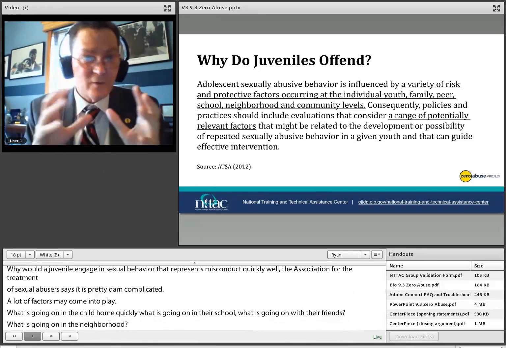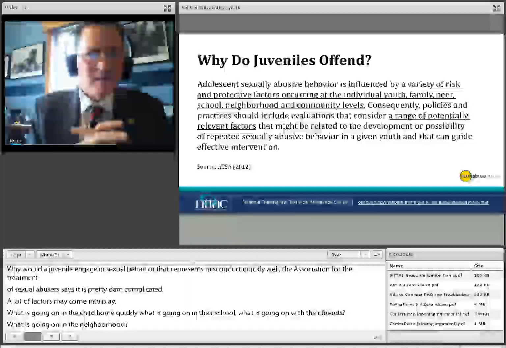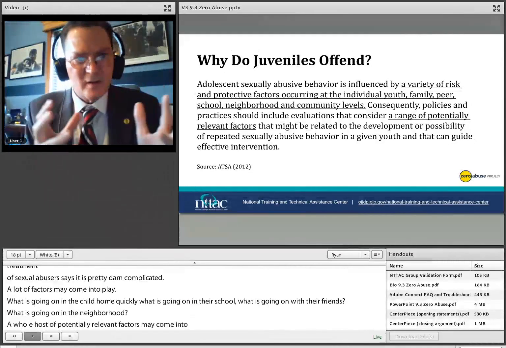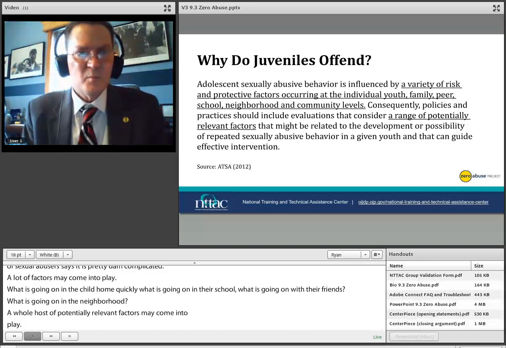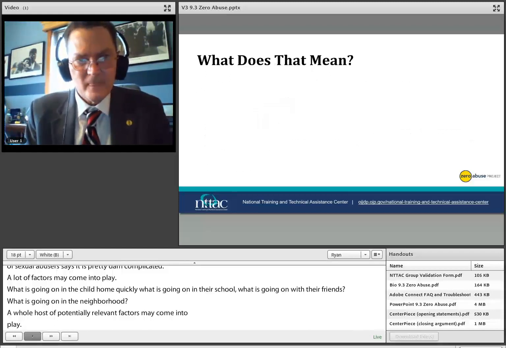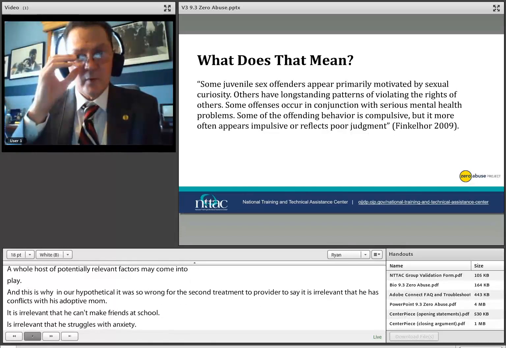And this is why in our hypothetical it was so wrong for the second treatment provider to say, oh, it's irrelevant that he has conflicts with his adoptive mom. It's irrelevant that he can't make friends at school. It's irrelevant that he's got a high A score. It's irrelevant that he struggles with anxiety. All of those factors may be coming into play, and we have to take every one of them into account.